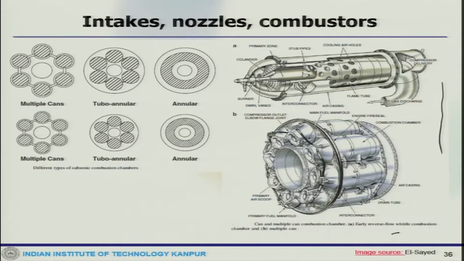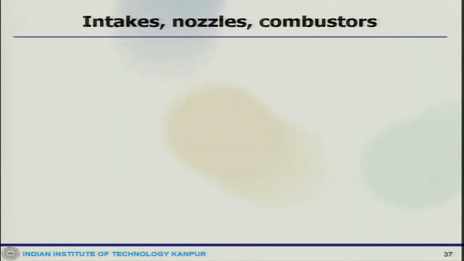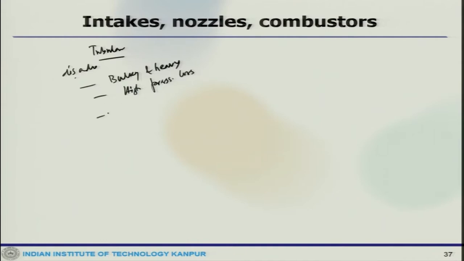Now, when you talk about the tubular, there are some disadvantages also. It is bulky and heavy, that is one thing. High pressure loss, that is another thing. Then it requires interconnectors, has a large frontal area and high drag. So these are some of the problems. Nowadays the tubular can type is used in jet engines incorporating centrifugal compressors, axial power units and automotives.